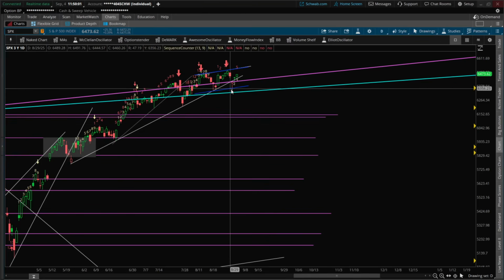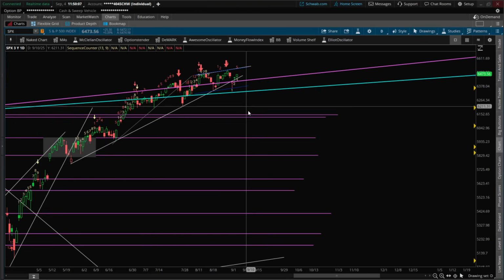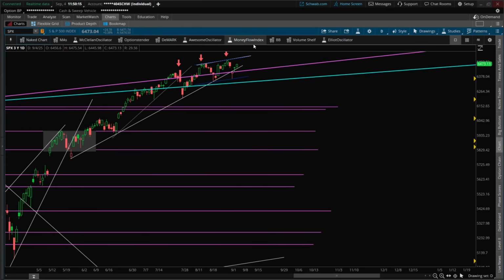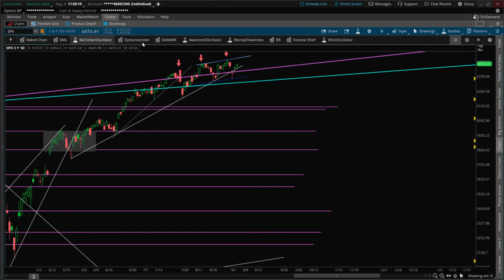Okay, no setup here. We have a 1, 2, 3. Can we continue down lower for a 9 count? That's what we'll be looking for. We're really in a neutral position at this point. Awesome oscillator, still headed lower.